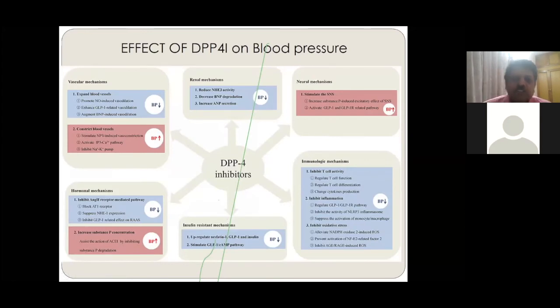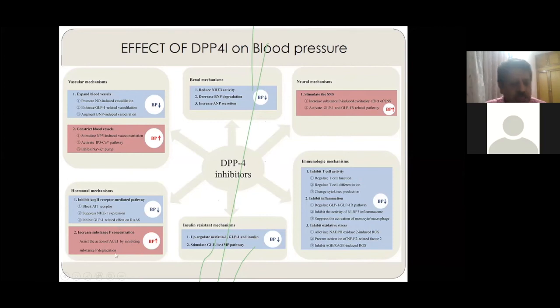Other beneficial effects of DPP-4 inhibition are renal mechanisms: it increases sodium excretion by reducing the sodium hydrogen exchanger activity, and increases ANP secretion. Stimulation of the sympathetic nervous system is also reduced, and blood pressure is also reduced. Immunologically, it inhibits the T cell activity, so it inhibits inflammation, and it also inhibits oxidative stress by reducing NADPH oxidase and reducing oxidant demand. Insulin resistance mechanisms are also reduced significantly.